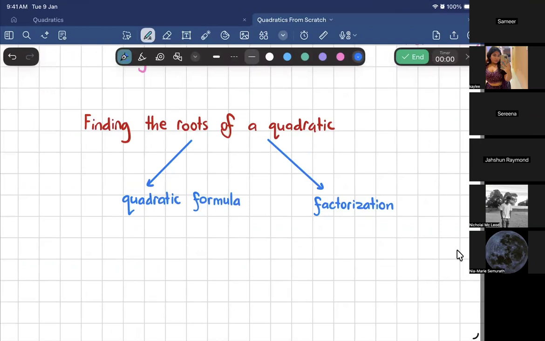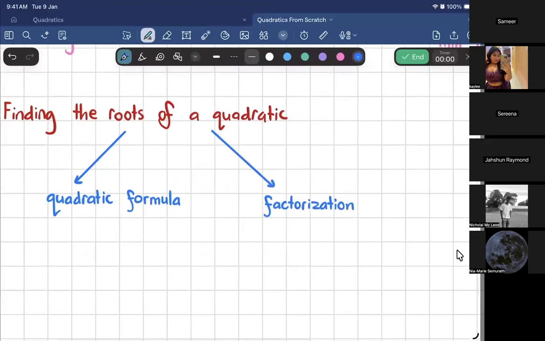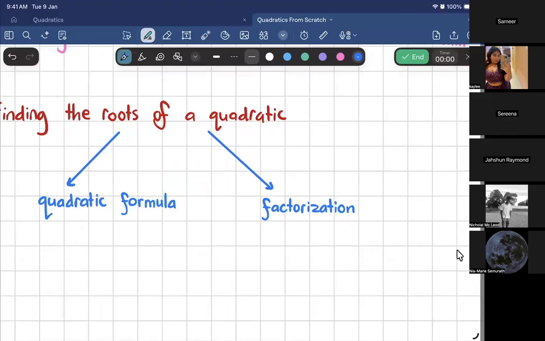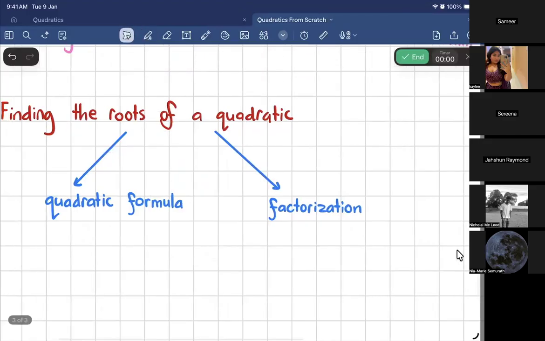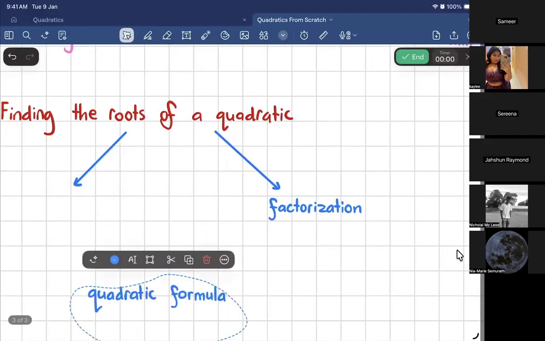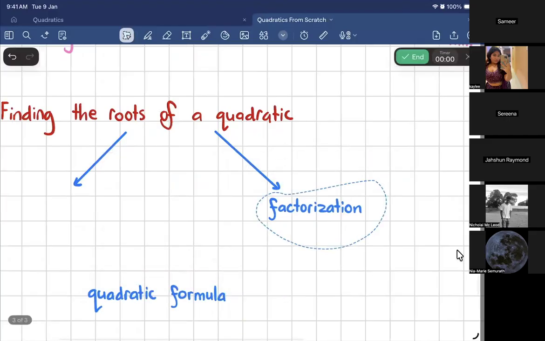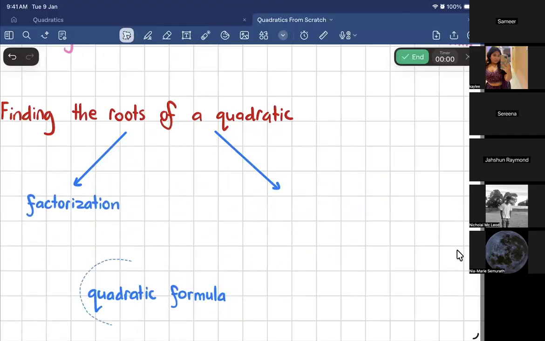X equals minus B plus or minus the square root of B squared minus 4AC all over 2A. Yes, that is it. All right. Now, for most instances, the quadratic formula is overkill. So let's learn the factorization method, and then we're going to learn the quadratic formula.